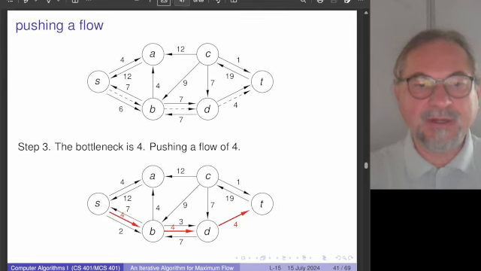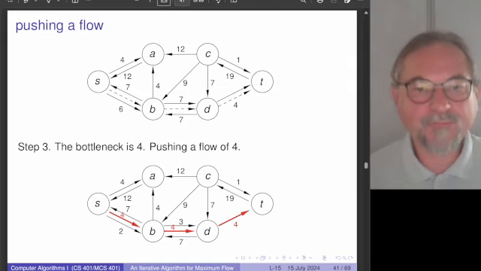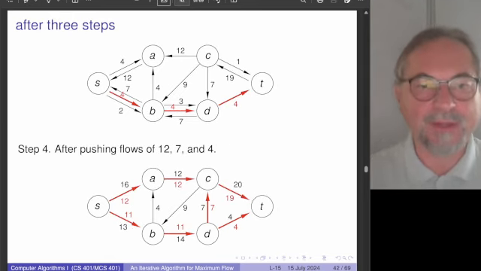Okay, so here then we are pushing that flow of 4, and then we obtain the following result. So we have a total flow of 12 plus 7 plus 4, which is 23.